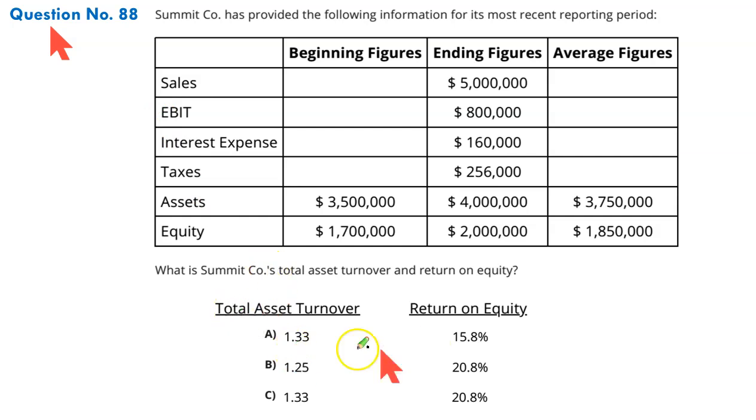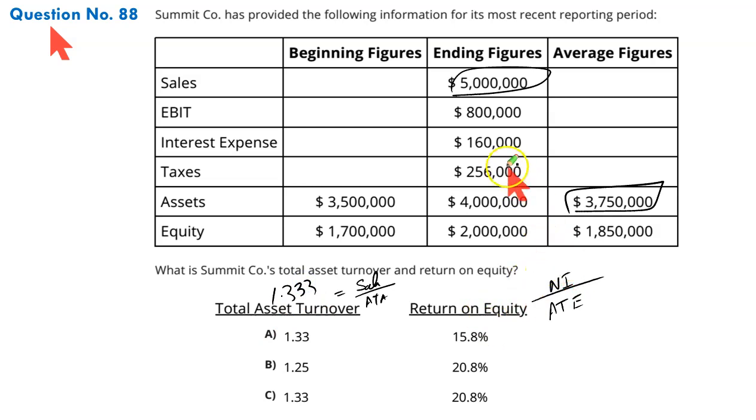Total assets turnover and a return on equity. Assets turnover is equal to sales upon average total assets. We have been given the average total assets. Return on equity, that is your net income upon average total equity. We have them all. Sales is given as 5 million. Average assets 3.75 million. So 5 by 3.75 gives you 1.33.